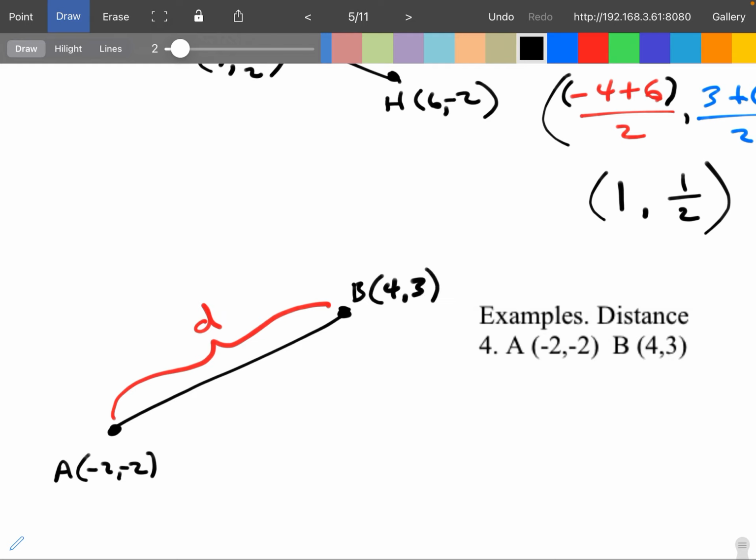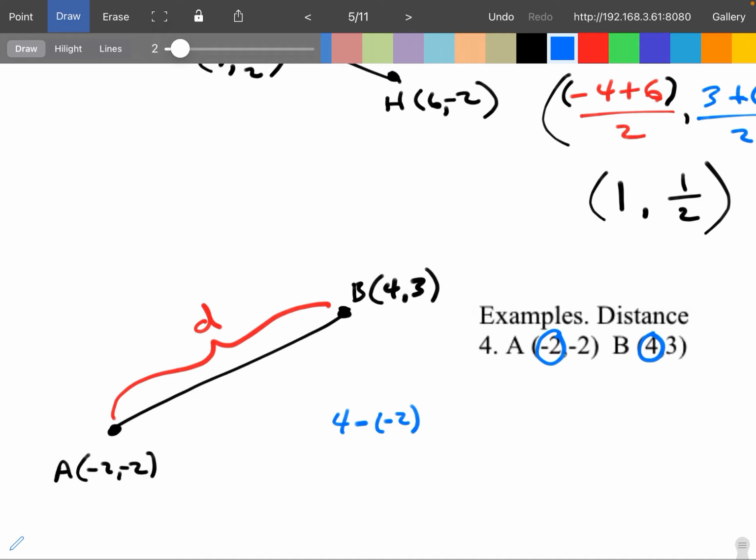So again, we're after this. We want to know how long that distance is. And again, this is the point A, which is at negative 2. This is the point B at 4, 3. All right, so let's try this formula.